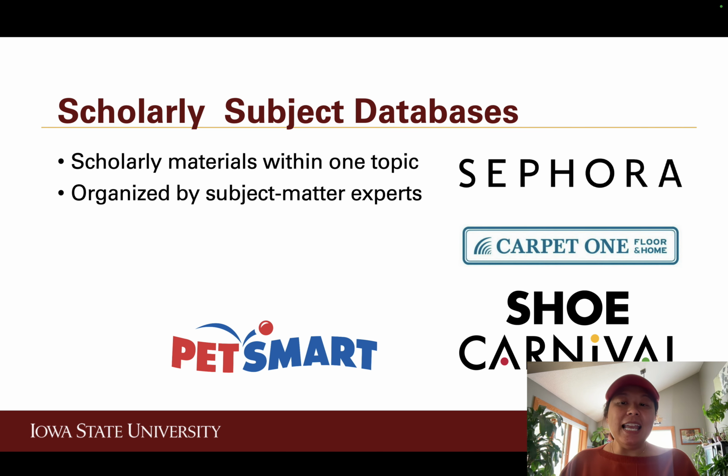Okay, now in a quick search, and I'll show you in a minute, you have access to the fourth search tool, which are our scholarly subject databases. And I would say this is where you can get the primo, high quality information that you need for your topic areas. All right, this is like good stuff. It's organized by subject matter experts. Again, it's like going specifically to your PetSmart to get the right fish food, or going to Sephora to get the right eyeliner, right? Carpet One for your carpet, Shoe Carnival, you get the idea.